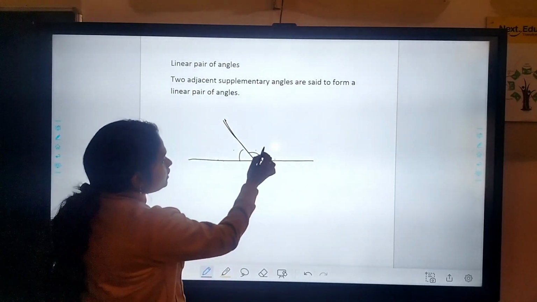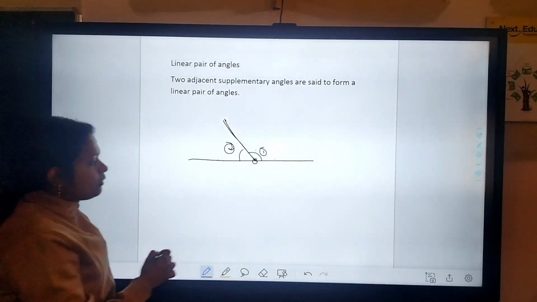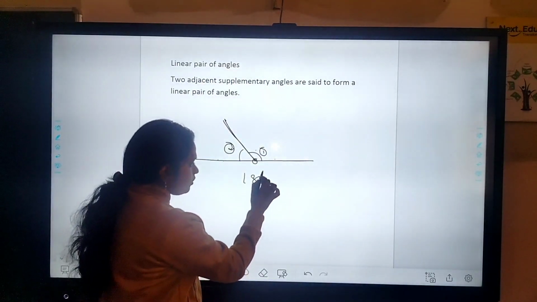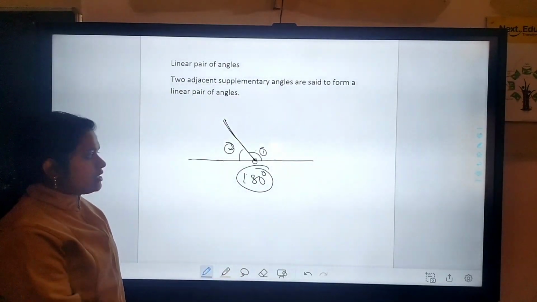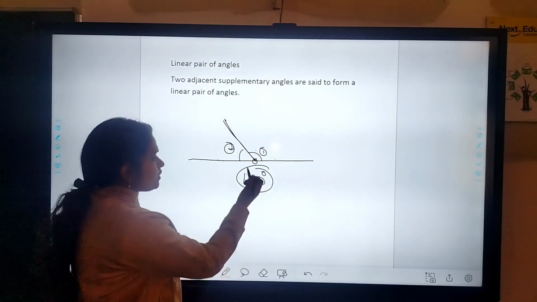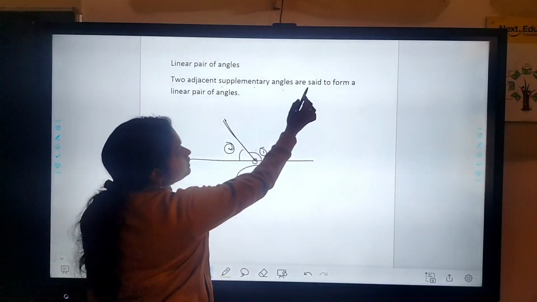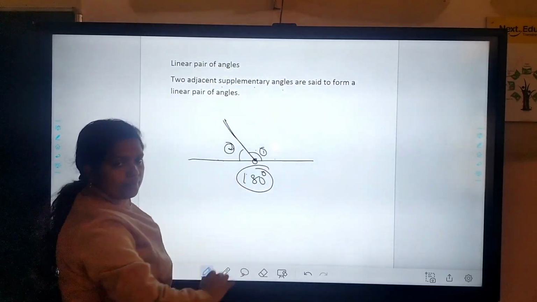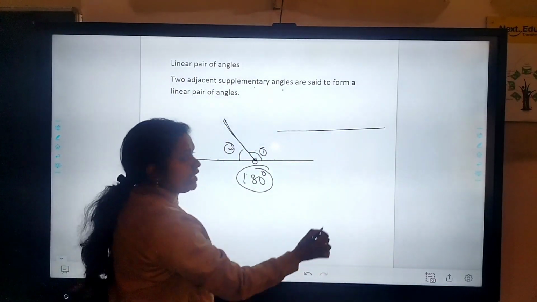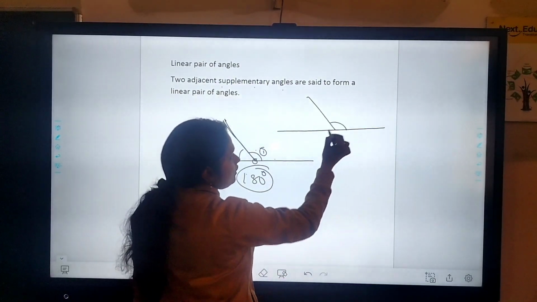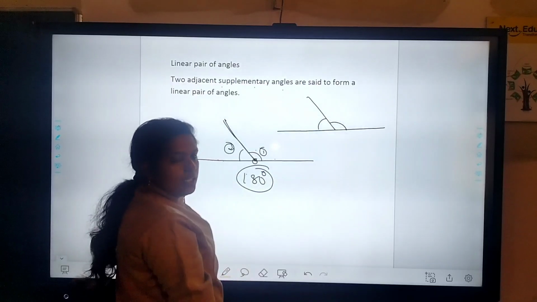When you take the sum of the first and second angles, it will be 180 degrees. If it is 180 degrees, we can say these are supplementary angles. So two adjacent supplementary angles are said to form a linear pair. A linear pair means angles on a straight line. If the angles are on a straight line, we can say they are linear pairs.